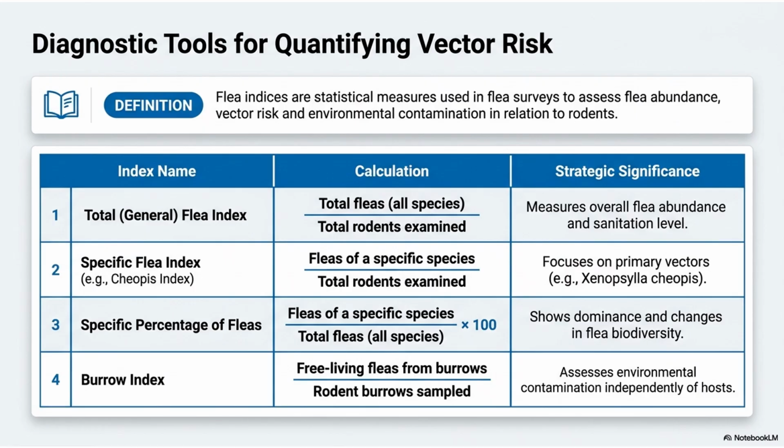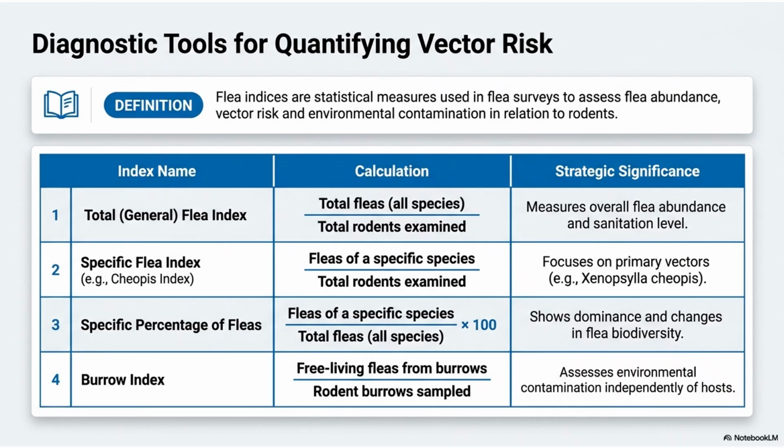The third one is the specific percentage of fleas. The specific percentage of fleas is the percentage of fleas of each species found per rodent. That means to know which species is more in percentage, this is useful, and the formula is fleas of a specific species by total fleas, into 100. So we can know which flea species is more abundant, and it shows the dominance and changes in flea biodiversity. Because of changes in flea biodiversity, which species number is increasing and which species number is decreasing. So that is the specific percentage of fleas.